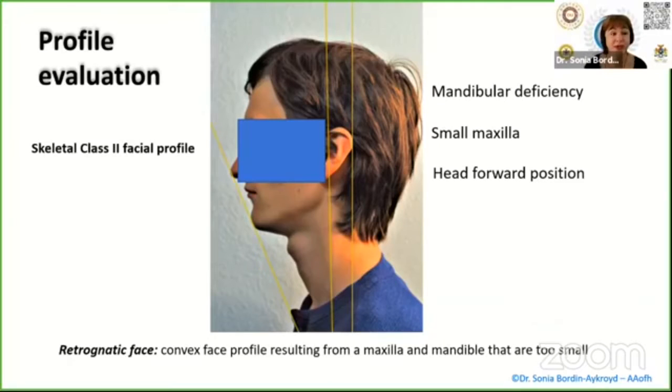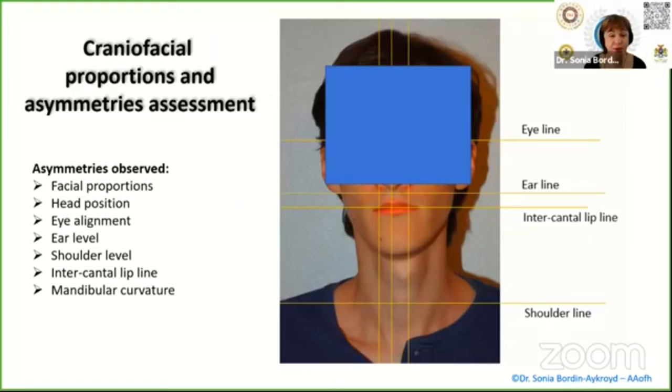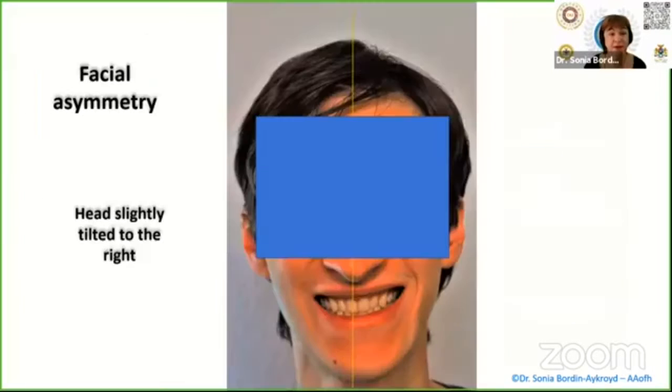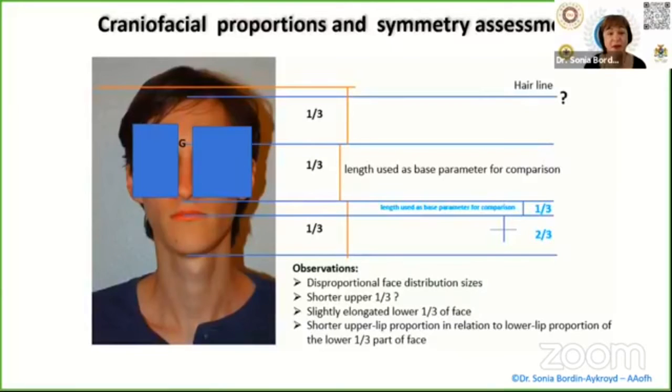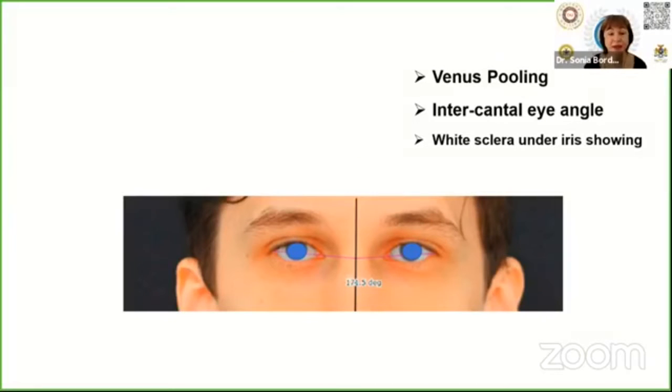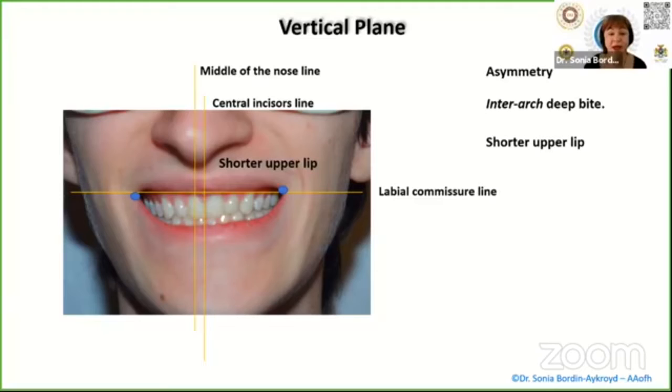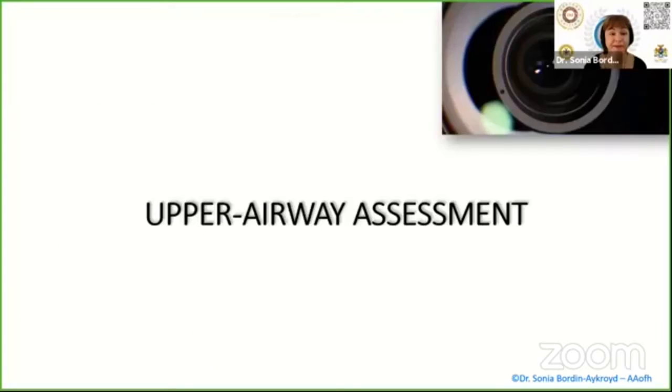We examine the patient's profile. We analyze the proportions and symmetries. We look for facial asymmetries and measure their facial proportions. We make a thorough assessment of their features. We analyze their vertical plane. Only then we move on to the upper airway evaluation.